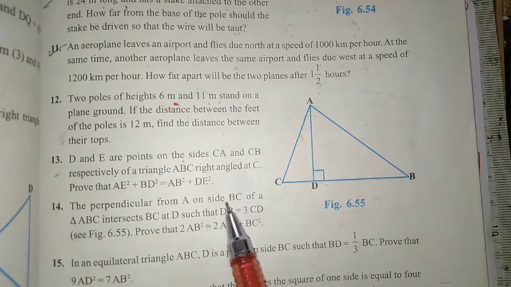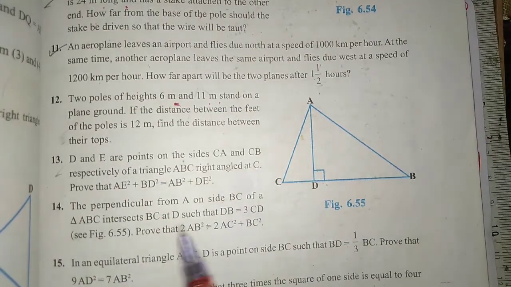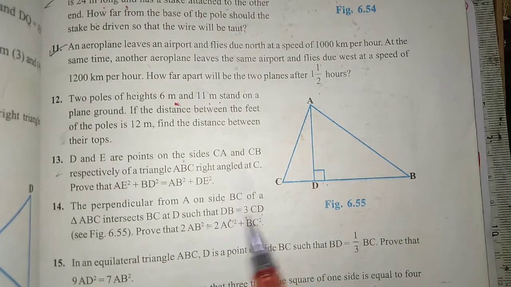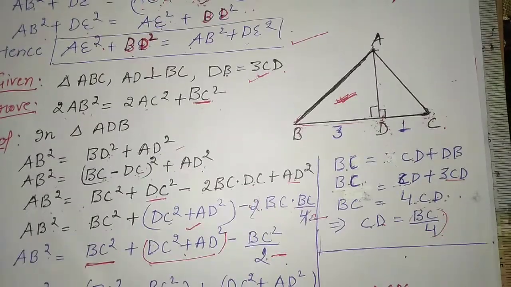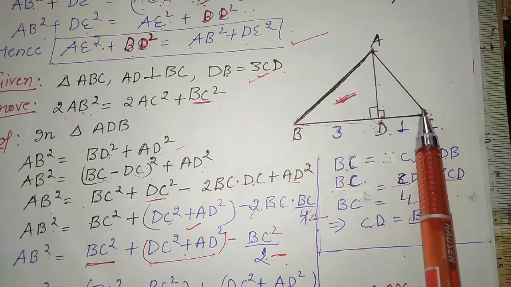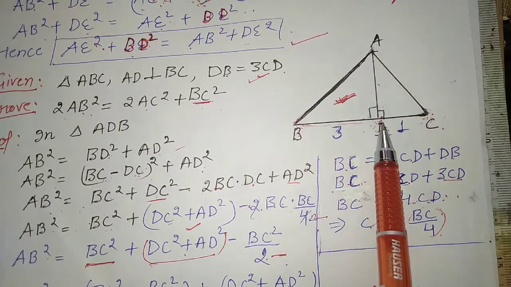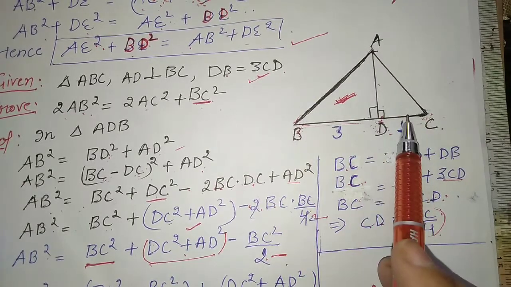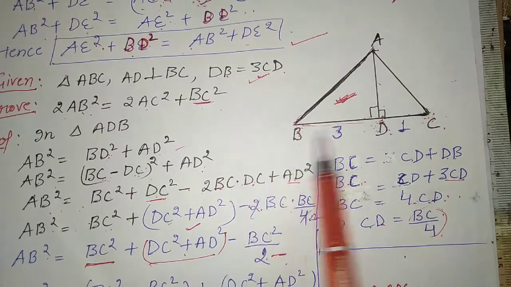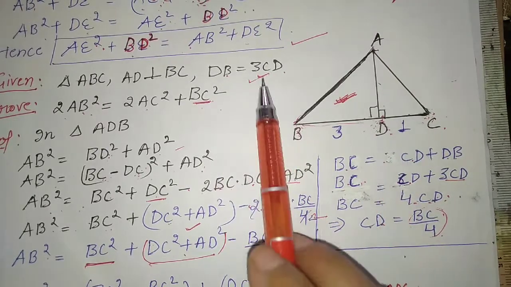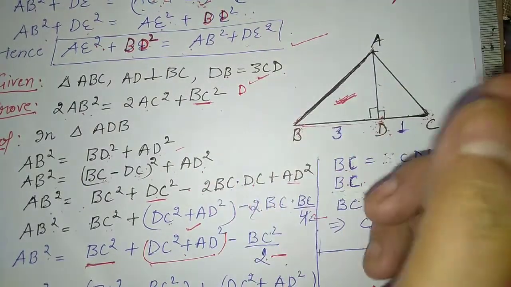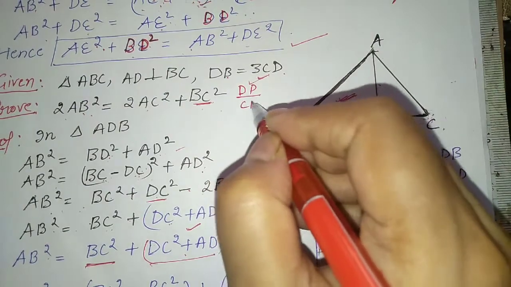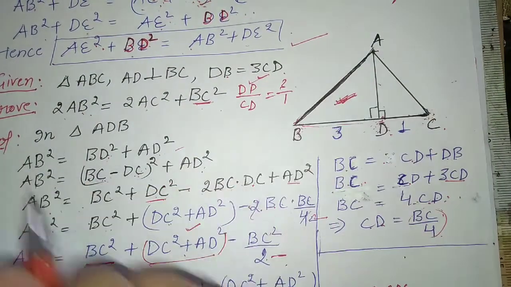The perpendicular from A on side BC of a triangle ABC intersects BC at D such that BD is equals to thrice of CD. The condition is given. This we want to prove. So here it is given triangle ABC. AD is perpendicular on BC and it is given that this side BD is equals to thrice of CD. Or we can write here BD upon CD is equals to 3 upon 1.